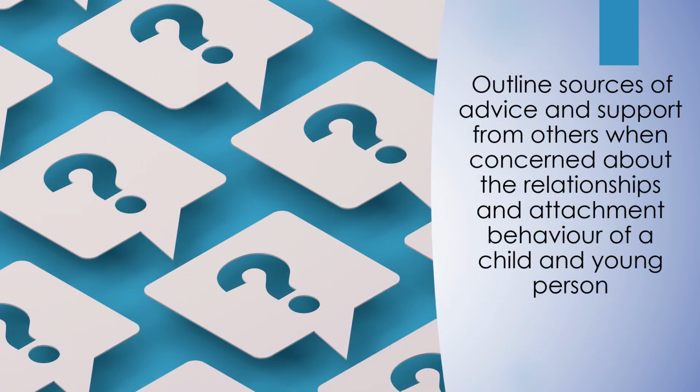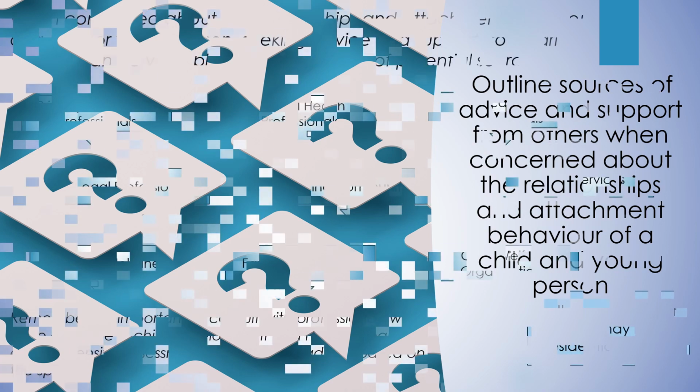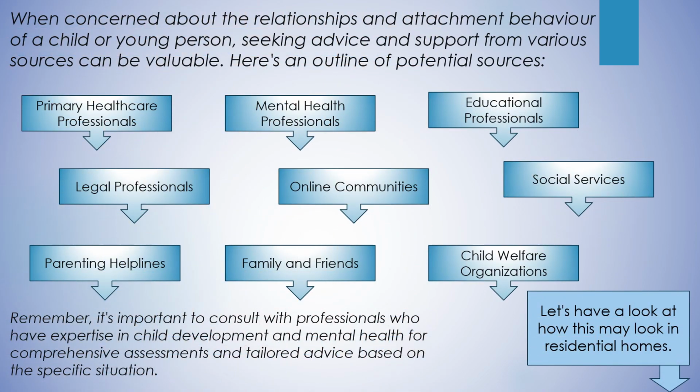Right, so we're coming on the last few questions now. Outline sources of advice and support from others when concerned about the relationship and attachment behaviour of a child or a young person. So what I'm looking at for this is, you can do it obviously if you've experienced it firsthand, you might not have, but sometimes we work really hard to build a really good relationship with children and young people.